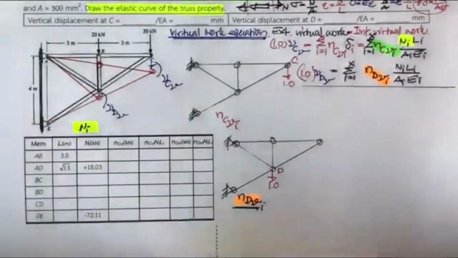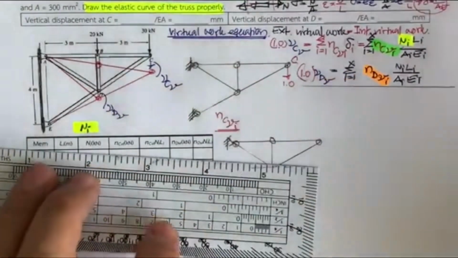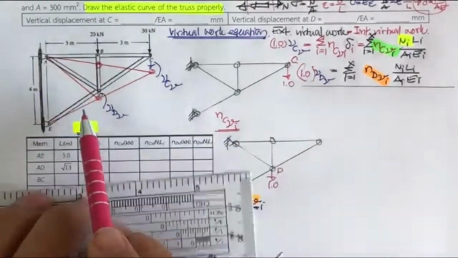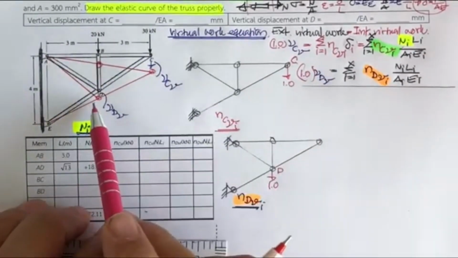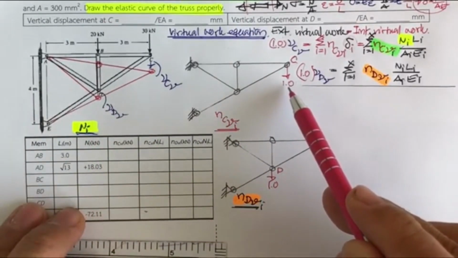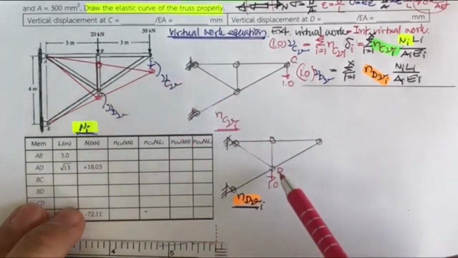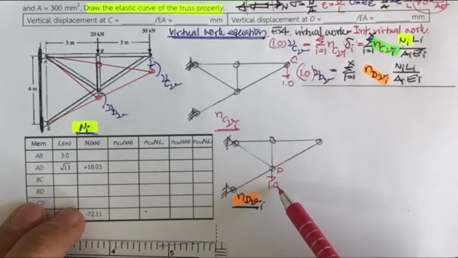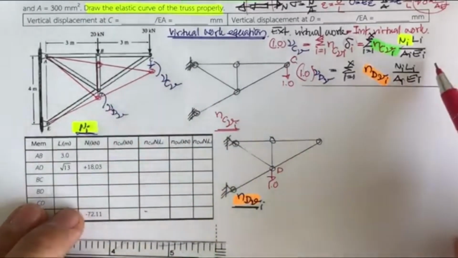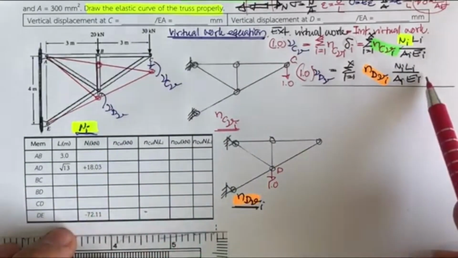After we determine all the internal forces due to the real applied force, due to the assumed unit force at C in the vertical direction to determine this, and due to the assumed one unit force applied at D to determine this, we can plug all of that into this table, and then we determine this.